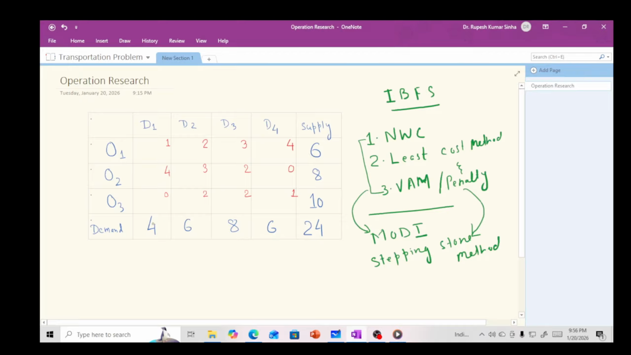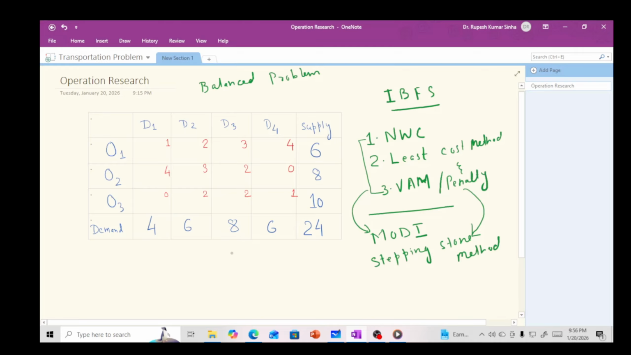From origin 1 the maximum supply we can give is 6, origin 2 is 8, and origin 3 is 10. If we add these, it is going to be 24. So supply is 24, demand is also 24. This is called a balanced problem. We also have unbalanced problems, which we will discuss a little later. First I am talking about the balanced problem, because demand and supply are the same.